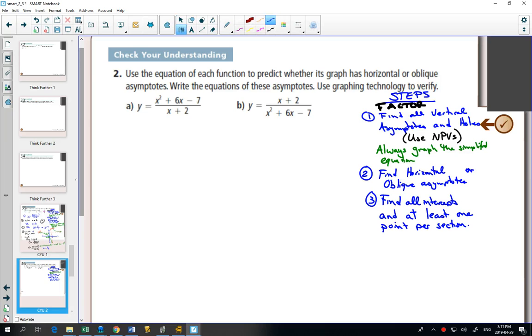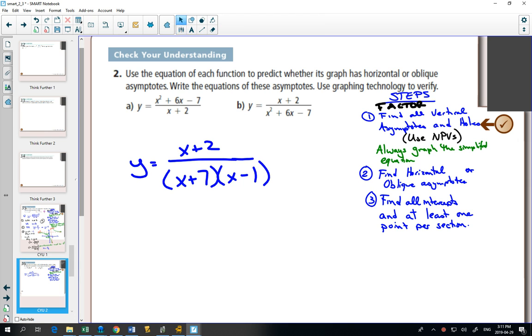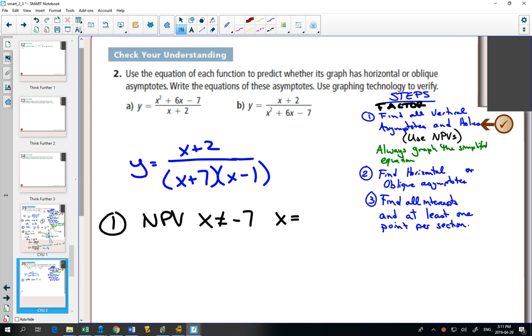Now B is almost identical as far as the numbers that we have. It's going to factor the same, but now our x plus 7, x minus 1 is in our denominator. So we have new non-permissible values. Our non-permissible values, x can't equal -7 and x can't equal 1.